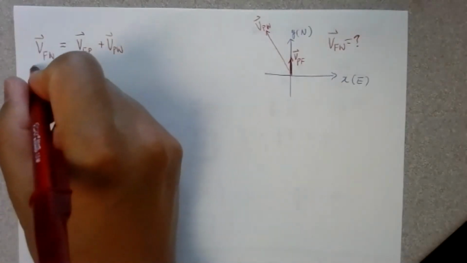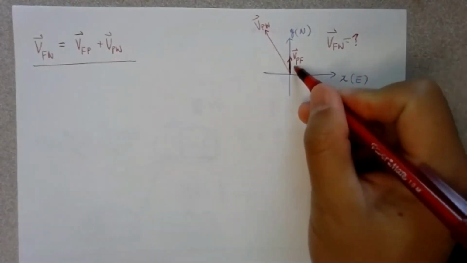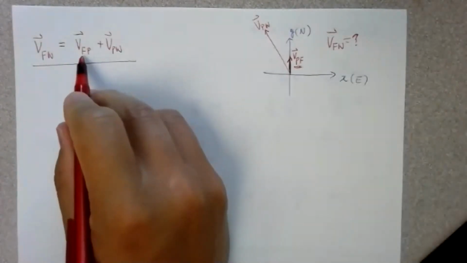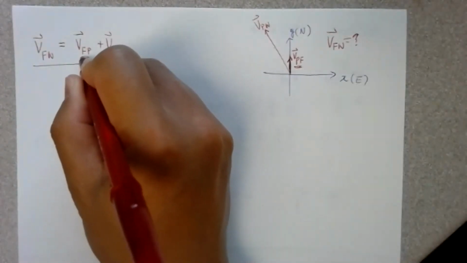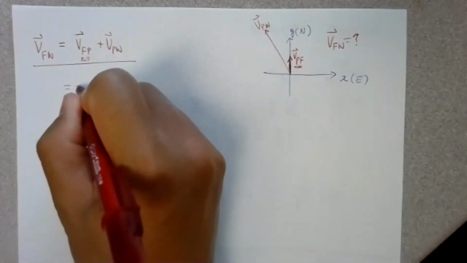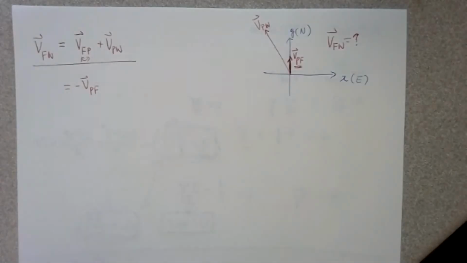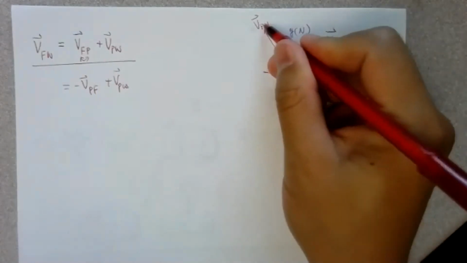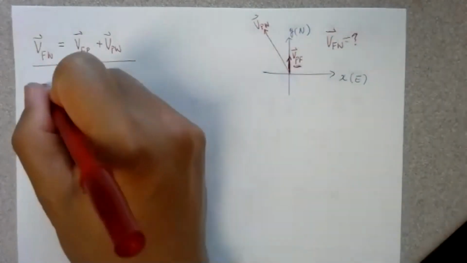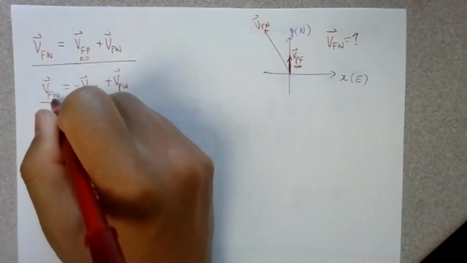So this is how you want to come up with the plan here. Now it gives us V of PF, but we need V of FP, right? So you are switching the 2 subscripts. That means it becomes the negative of the original PF, right? And then plus the VPW. So VPW is given, this is given, so then you can solve for your V of FW.